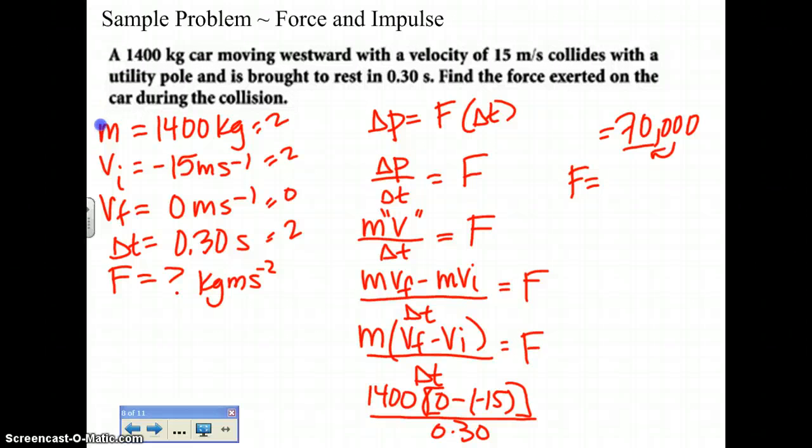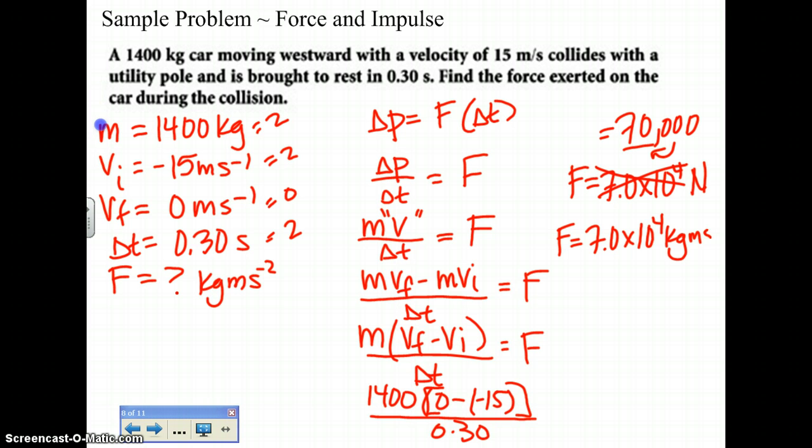The 0 is obviously not going to round that up. So 7.0 times 10 to the 4th newtons? No! It's not that. You are in IB. You need to use the standard units here, not the derived units. So it should be kilograms meters per second squared. Box your final answer. On to the next one.